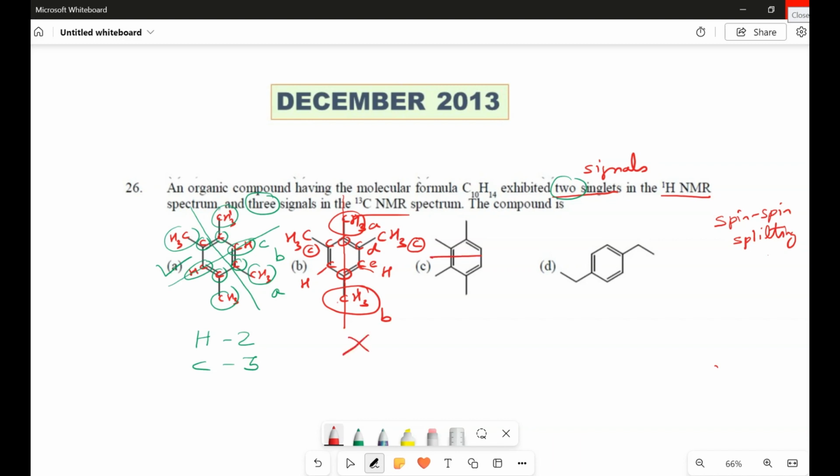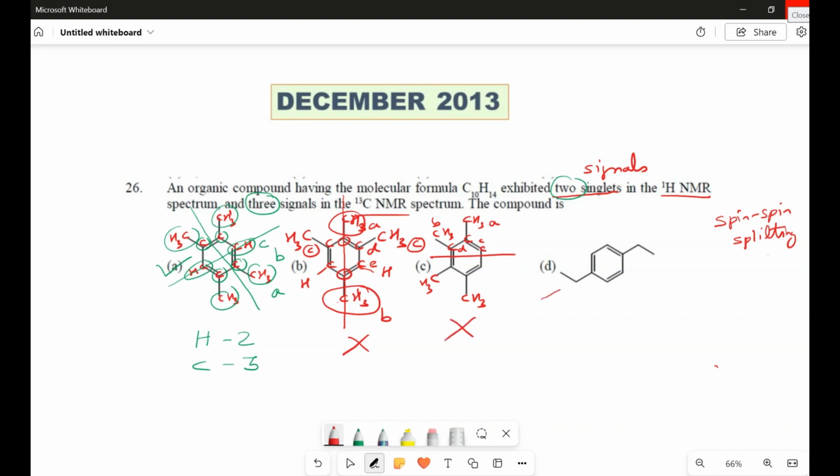Now coming to this, I have CH3, CH3, CH3, CH3. So this is carbon A signal, B signal. I have C, D, I have E. So a lot of signals. This is also not the answer.